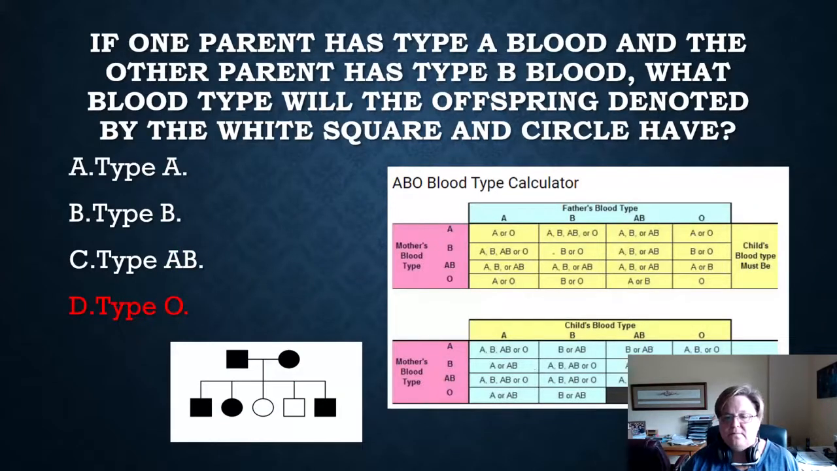So we have A blood for father, B blood for mom. They could have any of these. But because father has A and mom has B blood, we can cross these off, and our patient, our child, will have O blood. That's because of the characteristics that are being exhibited in the genogram.